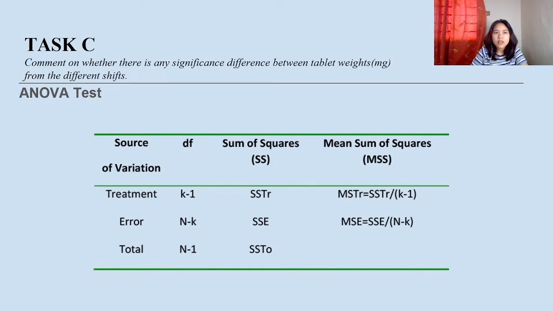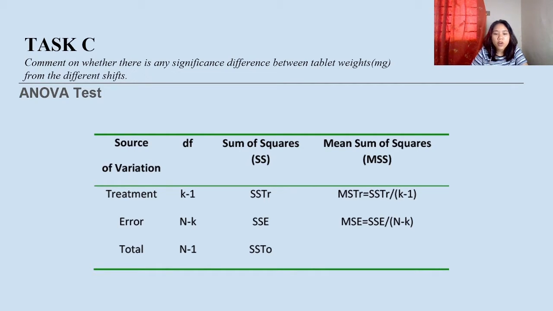I'll be presenting on task C, which is to comment on whether there is any significant difference between tablet weight from the different shifts. In this task, the ANOVA test is used to solve the problem. It is used to test the statistical differences among the means of two or more groups. In this assignment, we have three groups, which are morning, evening, and night.